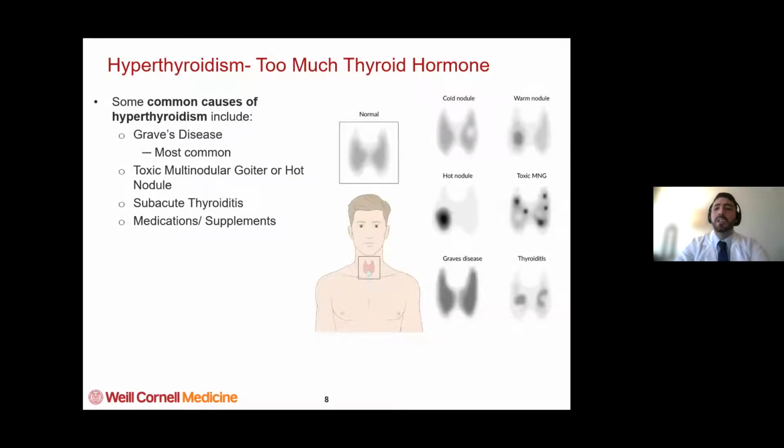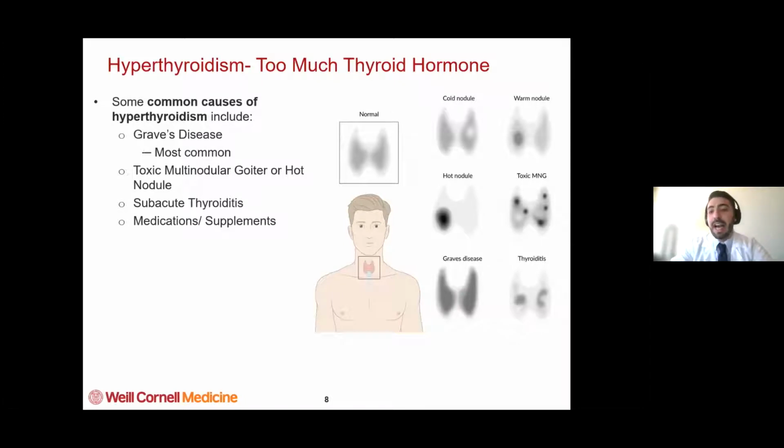So, some common causes of hyperthyroidism. The most common is a condition called Graves' disease, and we'll talk a little bit about this next, but to introduce it, it's an autoimmune disease. An autoimmune disorder occurs when your immune system produces antibodies that attack your own tissues. And in this case, the immune system produces antibodies that overstimulate the thyroid to produce hormone.